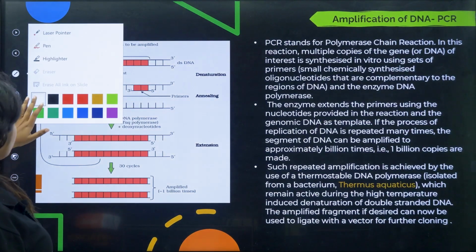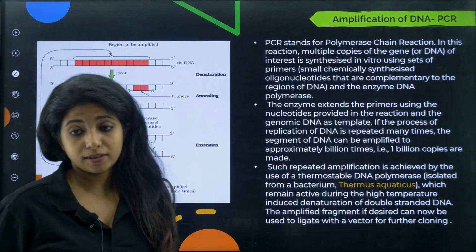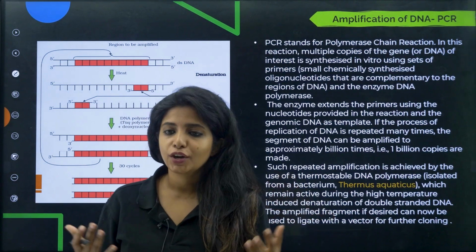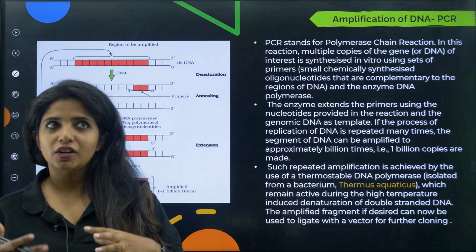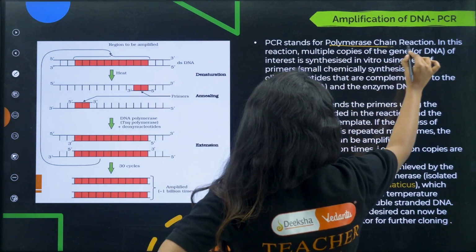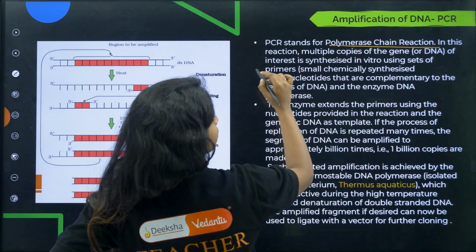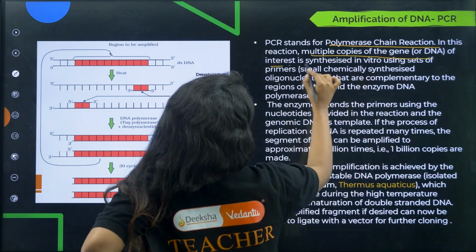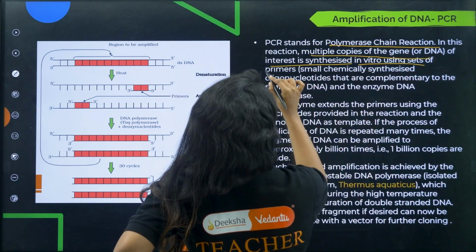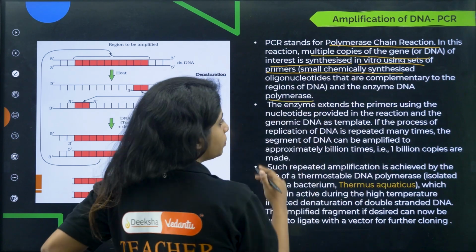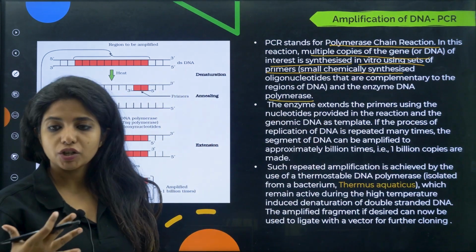Okay, let's start with PCR. This is one very interesting thing. The machine which is responsible for making multiple copies is called a polymerase chain reaction machine, and the reaction is also called polymerase chain reaction. So PCR stands for polymerase chain reaction. In this reaction, multiple copies of the gene, that is DNA, of interest are synthesized in vitro using sets of primers, we will come to that, and the enzyme DNA polymerase, which is why the term polymerase chain reaction has come.